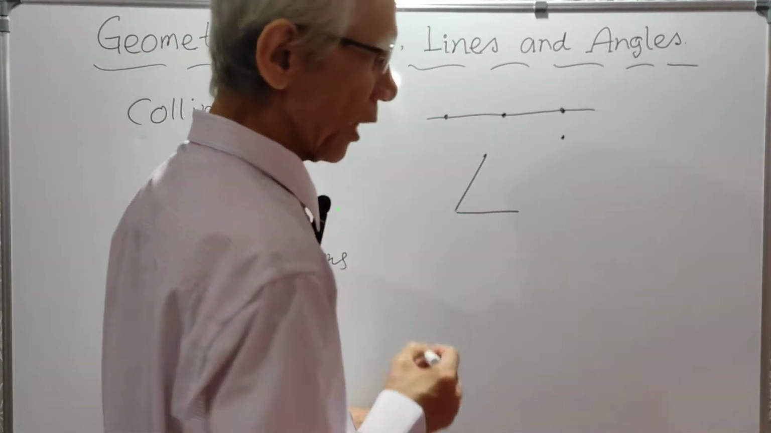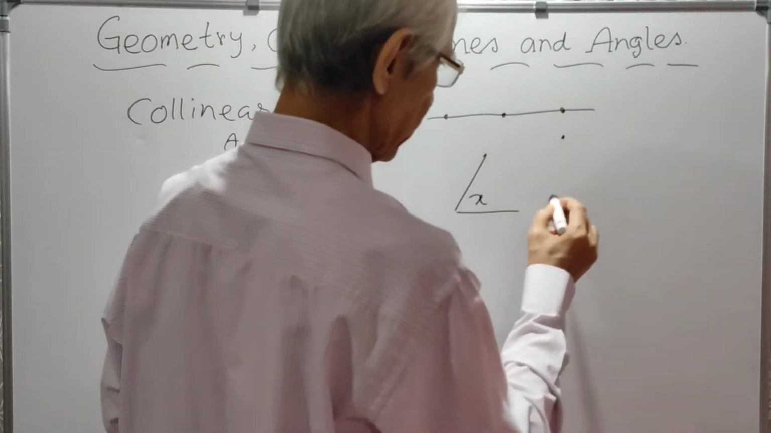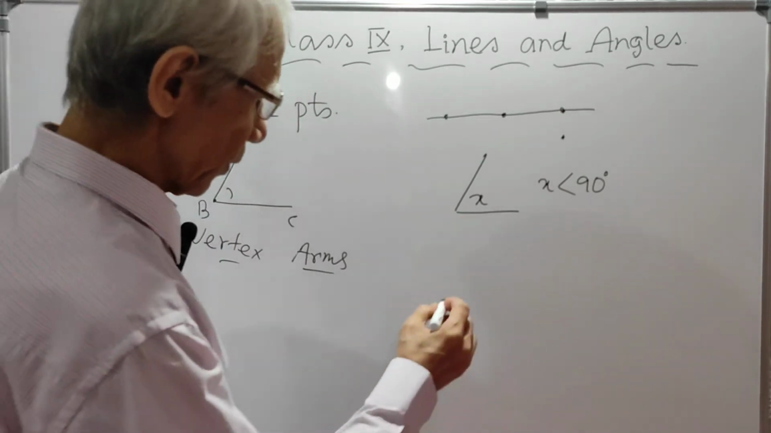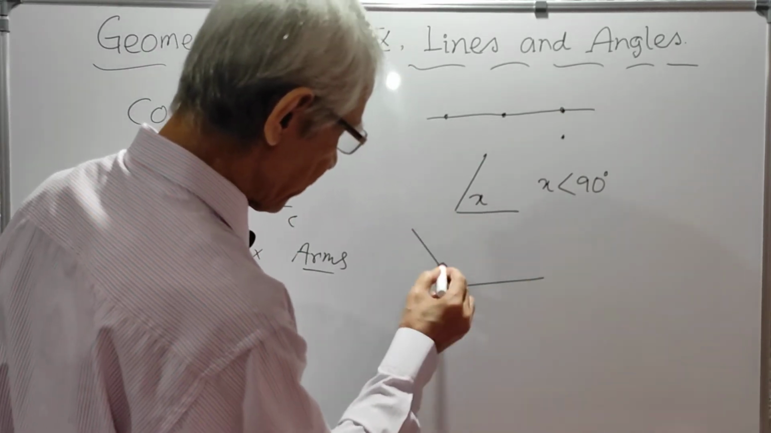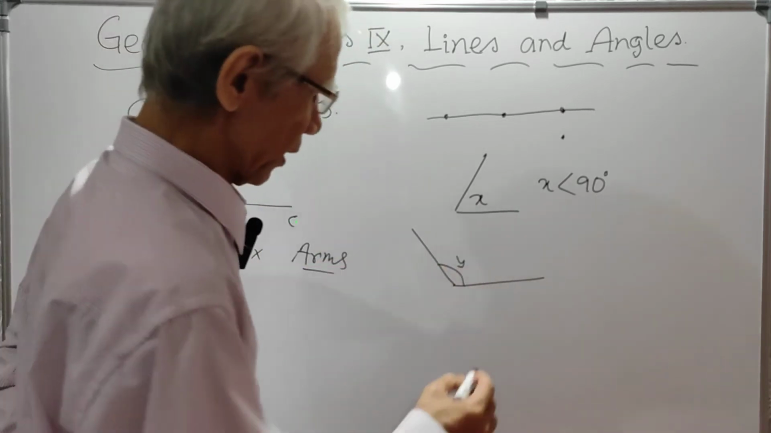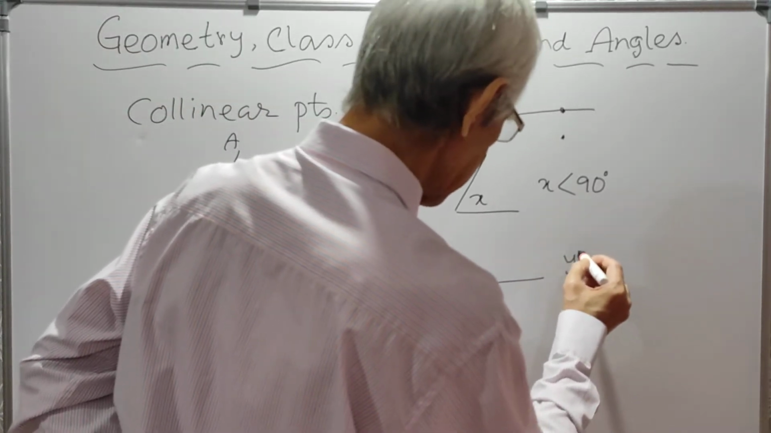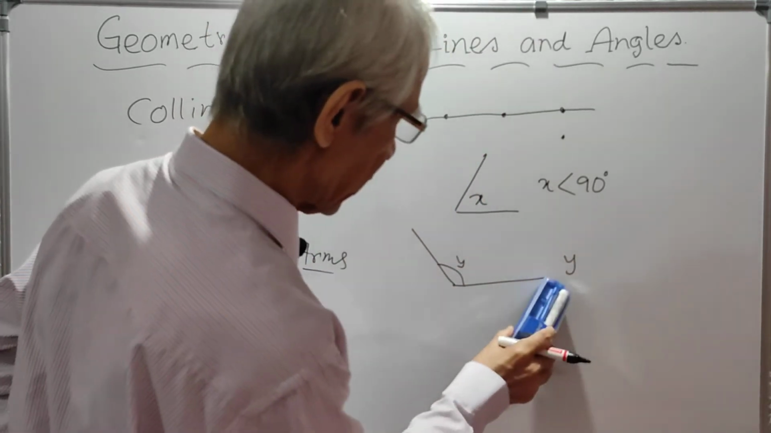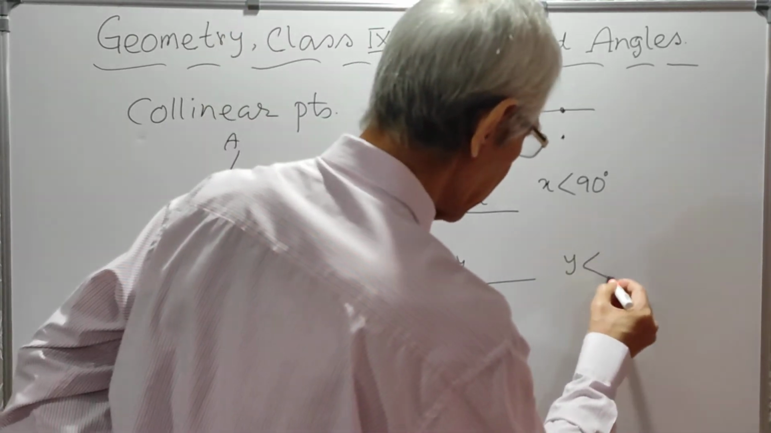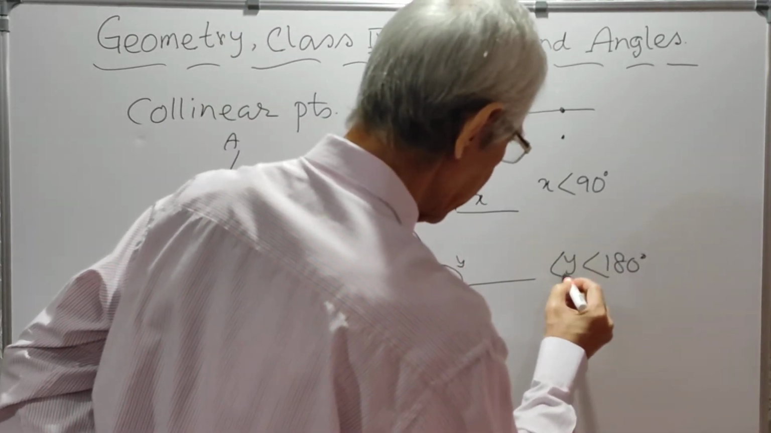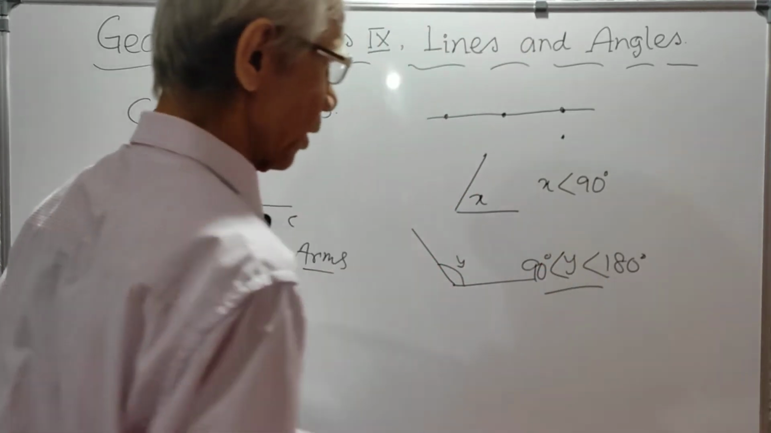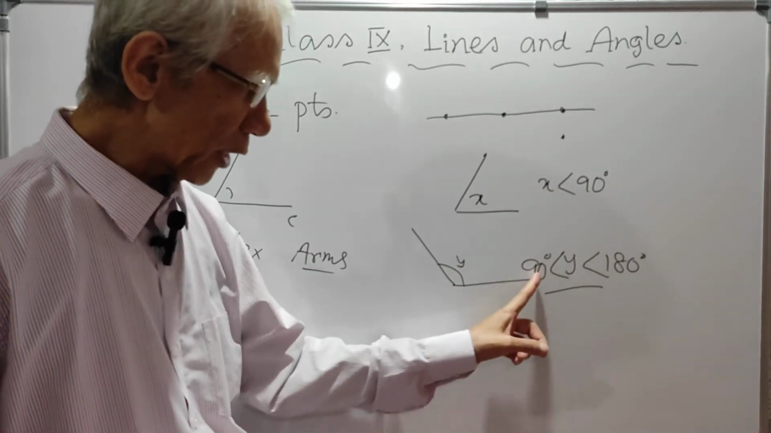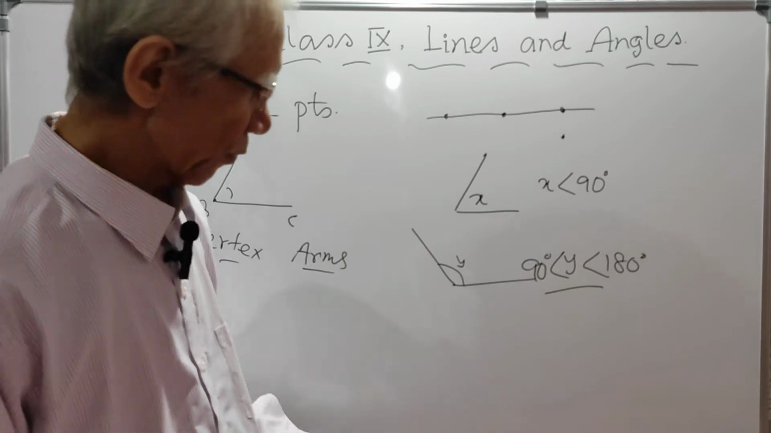So this angle is acute angle. Acute angle is less than 90. So x is less than 90 degree. So this is acute angle. Now this angle is obtuse angle because it is more than 90, but less than 180. So acute angle is less than 90 degree, and obtuse angle is more than 90 degree, but less than 180 degree.